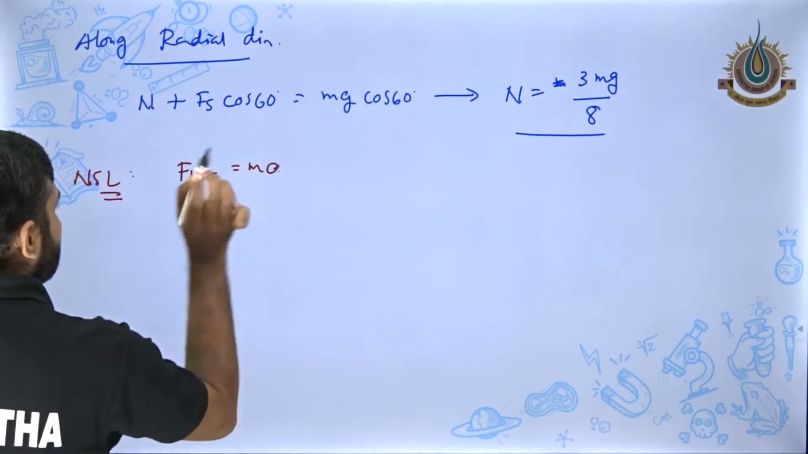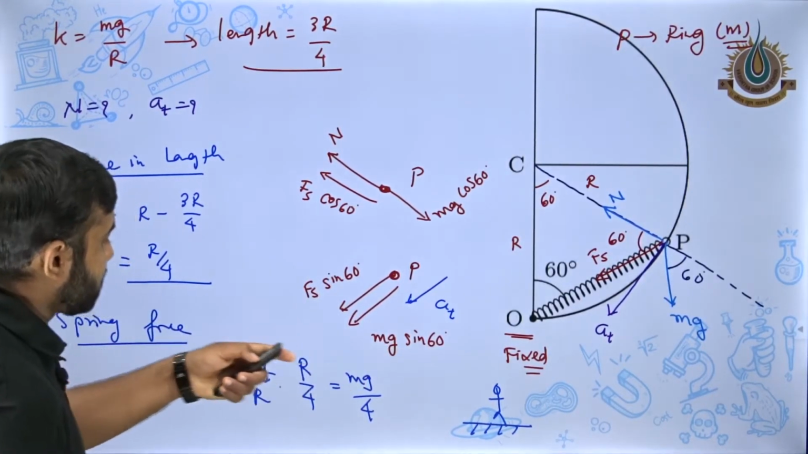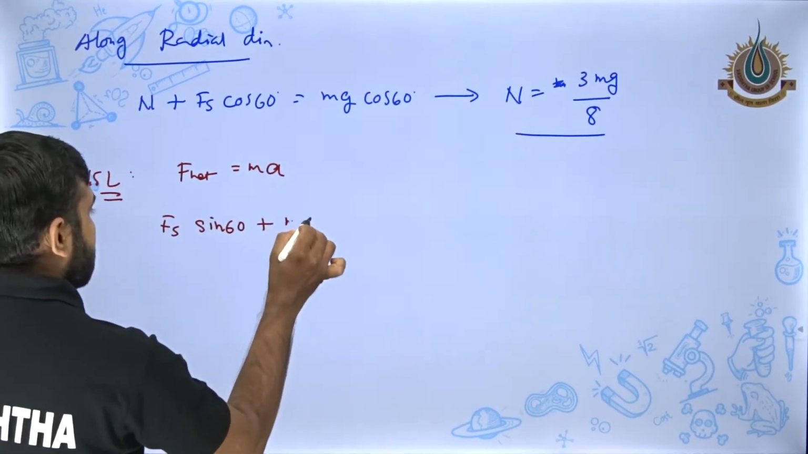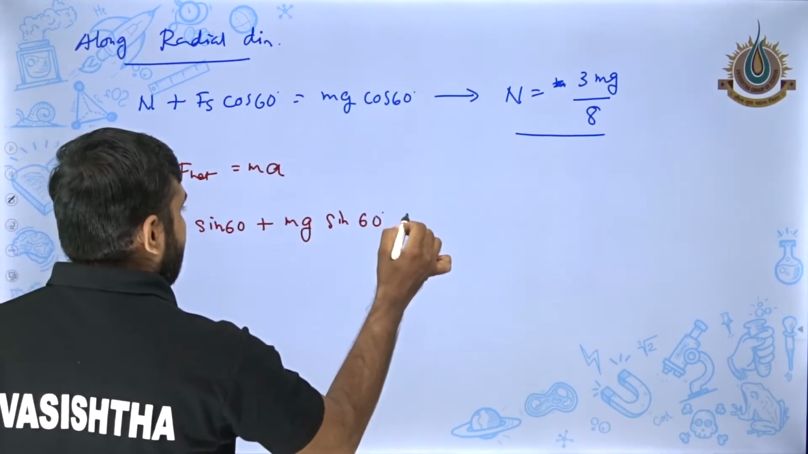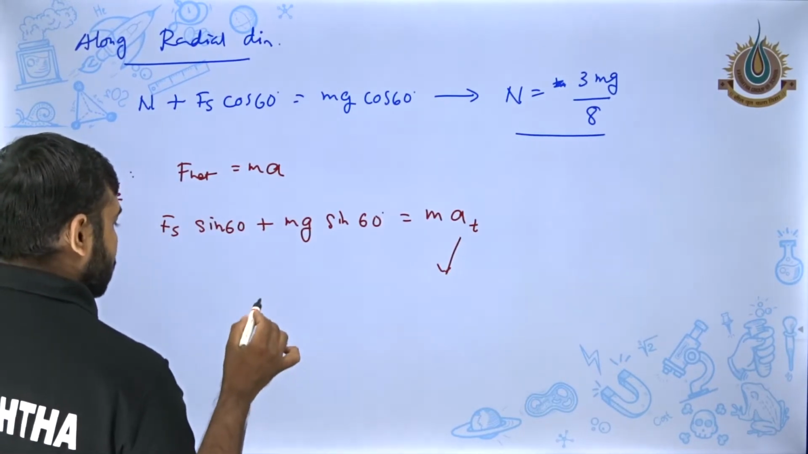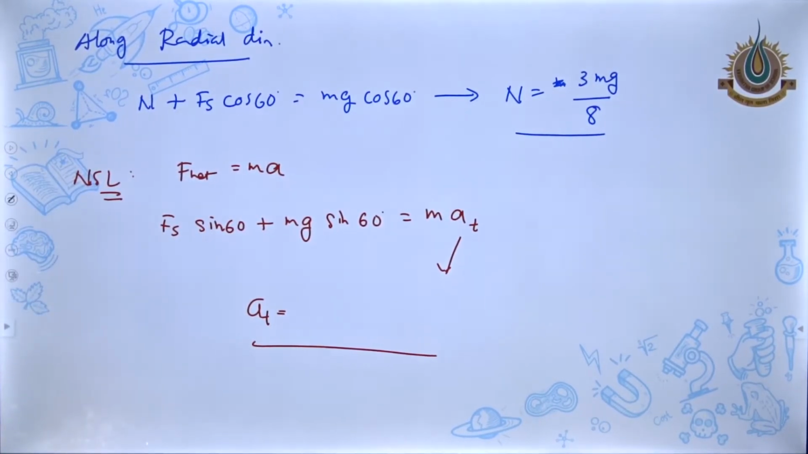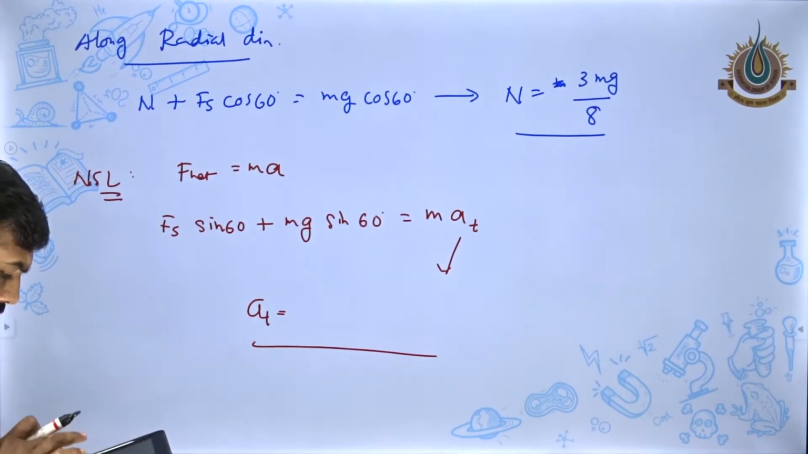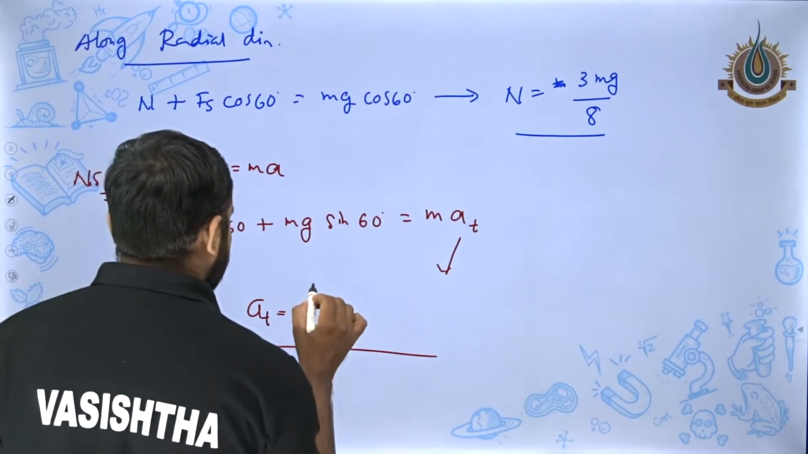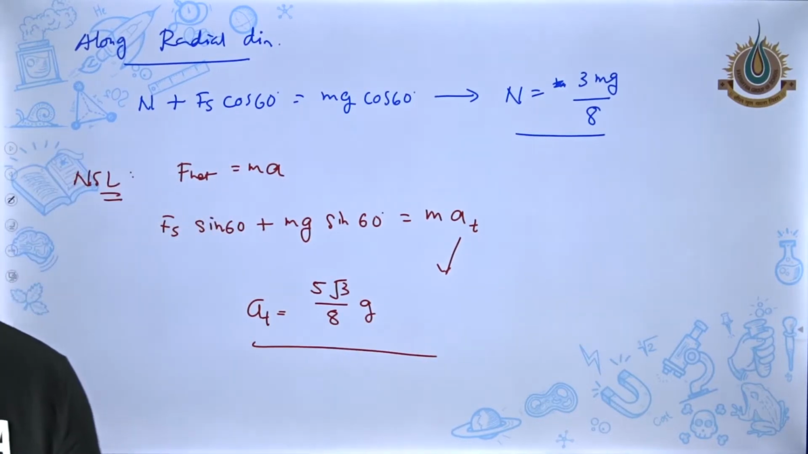F net is equal to what? ma. F net कितना है देखो? What is F net? Fs sin 60 plus mg sin 60. So Fs sin 60 plus mg sin 60 is equal to mat. Everything is known, only at is unknown. So find at from this one, and after calculation you get this answer, and it is equal to 5 root 3 upon 8 into g.